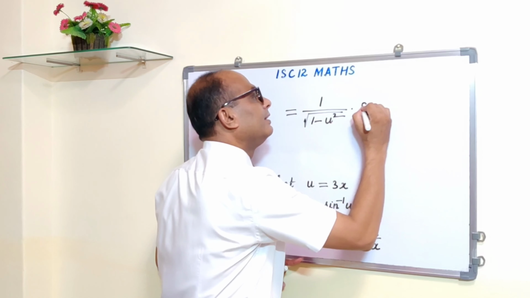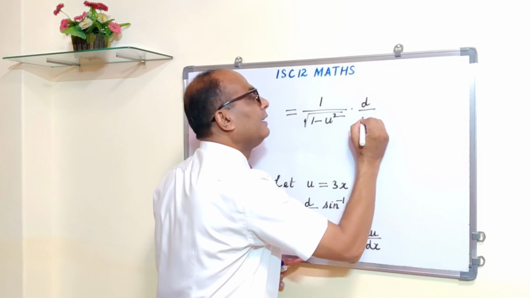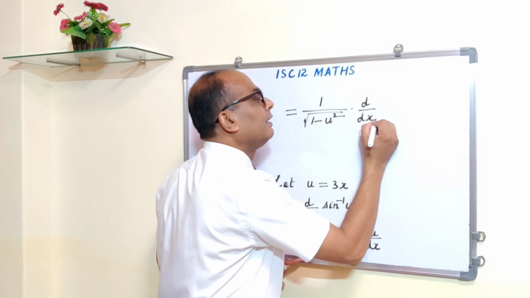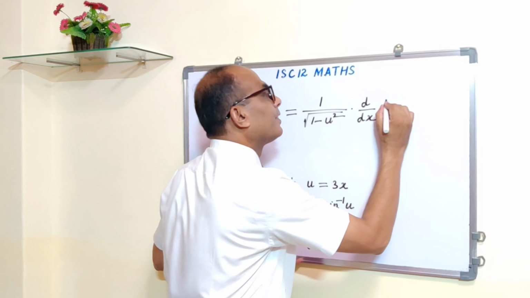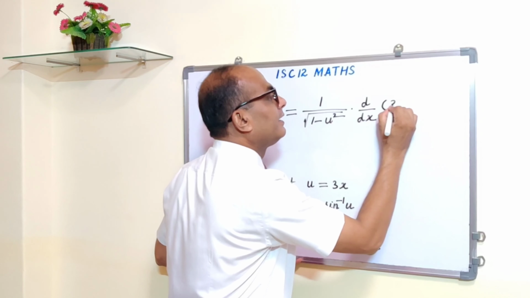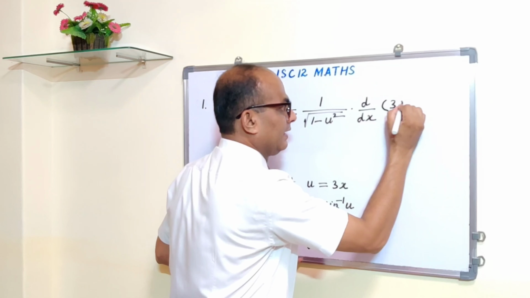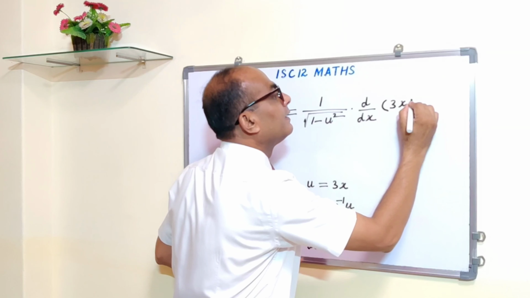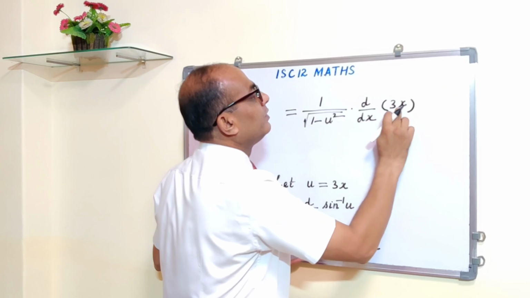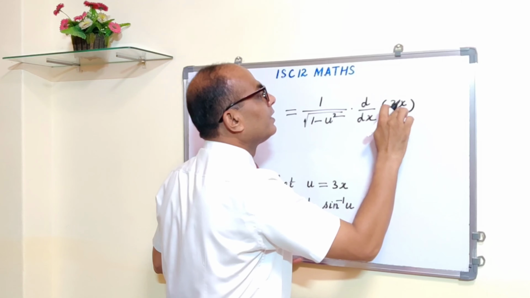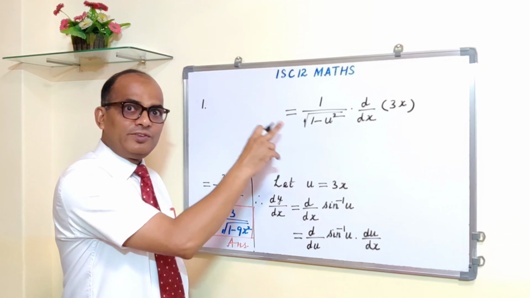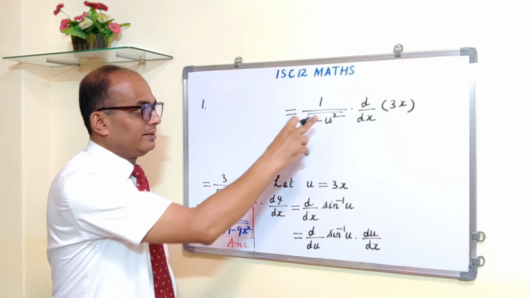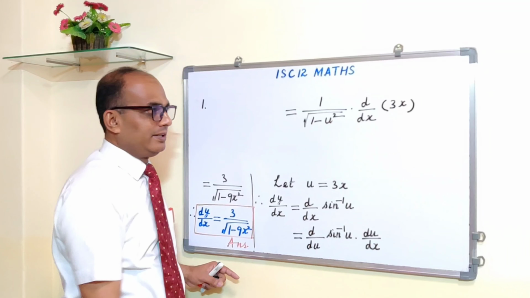So see how I am writing d dx of u. What is u? U is 3x. Isn't it? Clear? U is equal to 3x. Fine. We reach the same step. First method. This step is there in the first method.